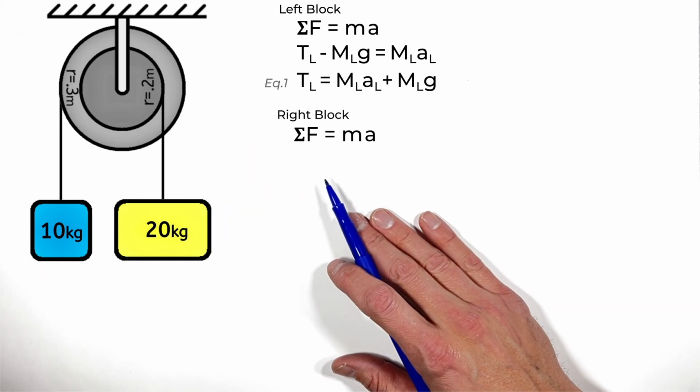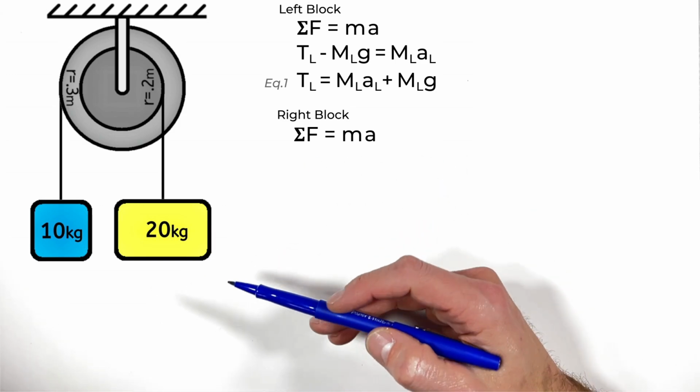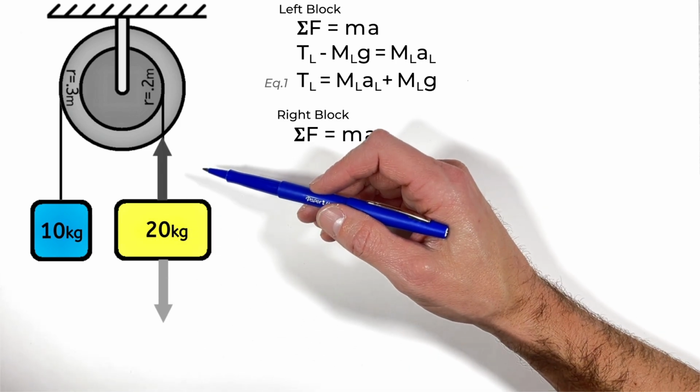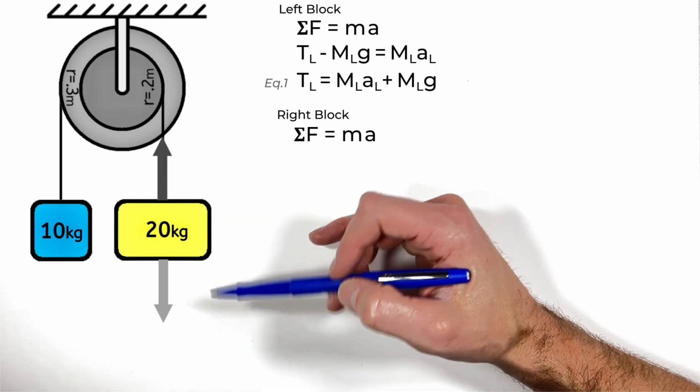Now moving on to the right block. Again, we're going to apply Newton's second law. And looking at this block, we have two forces. There's the weight of the right block, and there's the tension in the string. And what we have to be careful about here is the positive direction.